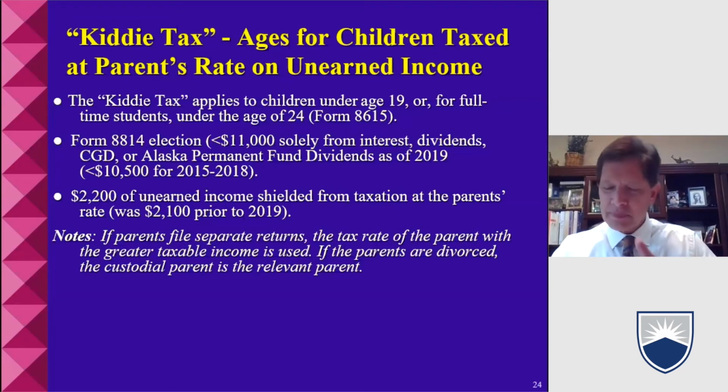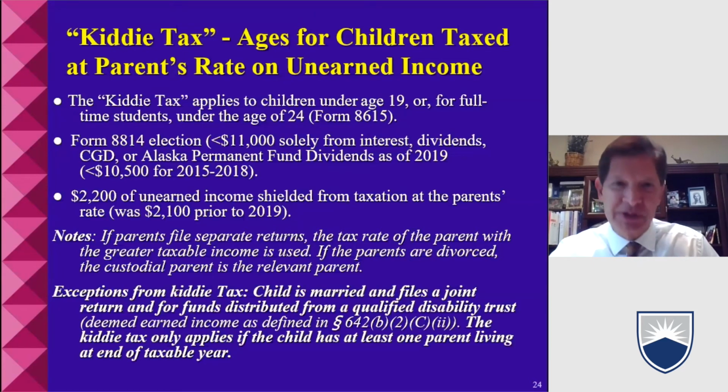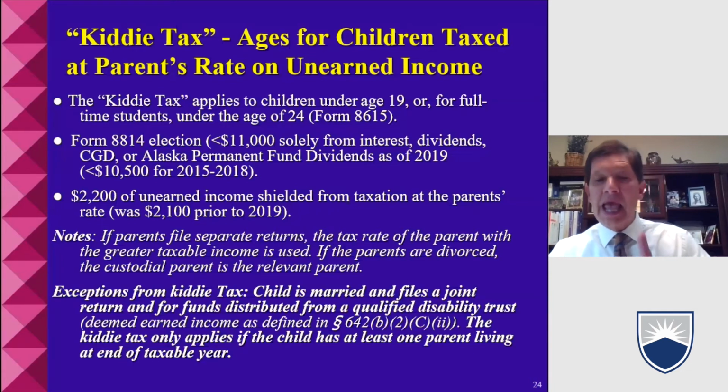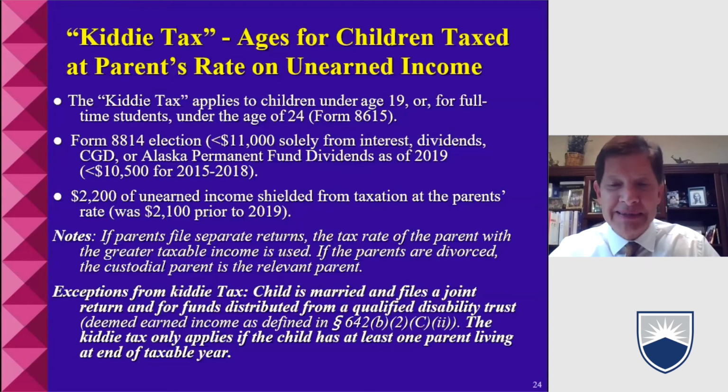Notes: if parents file separate tax returns, the tax rate of the parent with the greater taxable income is used. If the parents are divorced, the custodial parent is the relevant parent. Exceptions from the kiddie tax: the child is married and files a joint return, and funds being distributed from a qualified disability trust.